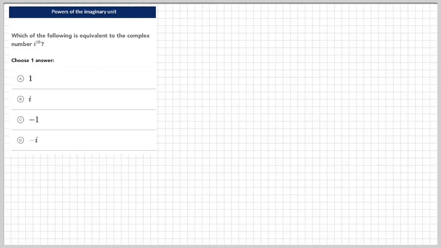Which of the following is equivalent to the complex number i to the 10th power? Okay, so this is what you have to know first. First thing to know is that i equals the square root of negative 1. The second thing to know is that i squared equals negative 1. Remember that? How we went over that?